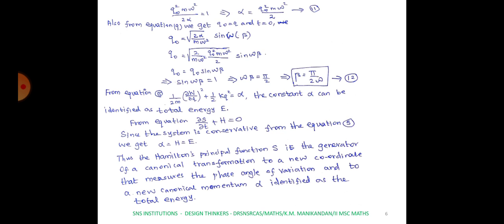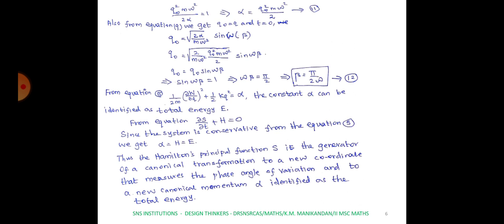Now 2 gets cancelled, m omega square will get cancelled. So square root of q naught square will become q naught, and q naught into sin omega beta. Now from this we can find the value of sin omega beta equal to 1, and this implies omega beta equal to pi by 2. From this we can find beta equal to pi by 2 omega.